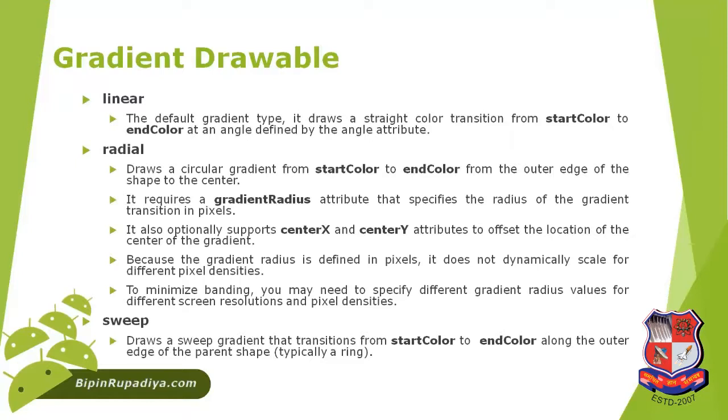Like in our example, we are just mentioning the start and end color. The start color starts from the center X and Y, and the end color goes to the outer edge of that shape. It may be a circle or a rectangle or whatever shape you are using. So gradient radius specifies the transitions in pixels, so it depends on which particular screen you are defining it for.